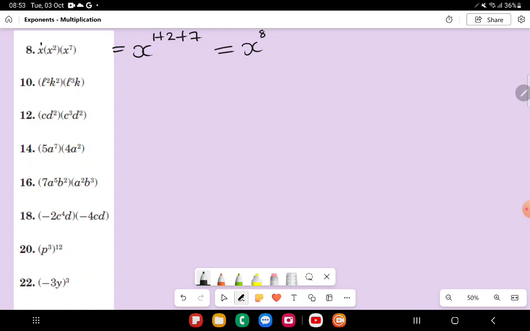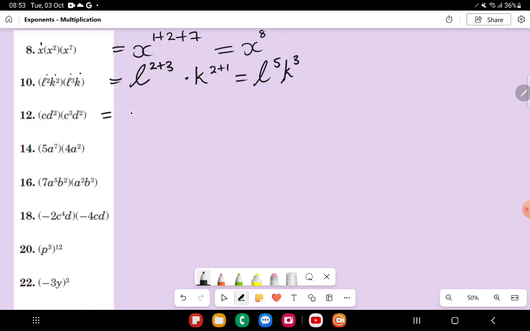Question 10. L squared k squared multiplied by L cubed k to the power of 1. So I've got two bases. I've got L and I've got k, and they are multiplied by each other. L is going to be 2 plus 3, and k is going to be 2 plus 1. So this becomes L^5 k^3.